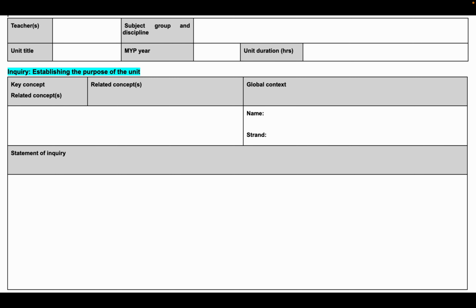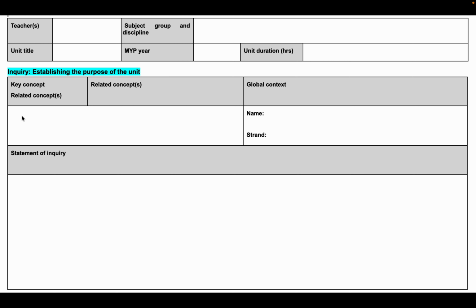But I'll show you a unit that I was able to create very quickly. So here is an example of our unit planning template. We have teachers, the subject group, the title of the unit, the MYP year, 1, 2, 3, 4, 5, as well as the unit duration, how many hours of instruction it will take. For my school, IMS, we have 3 hours with the students per week. So that I can think of, is this unit going to take a month or a month and a half?